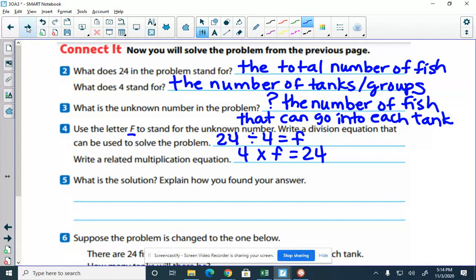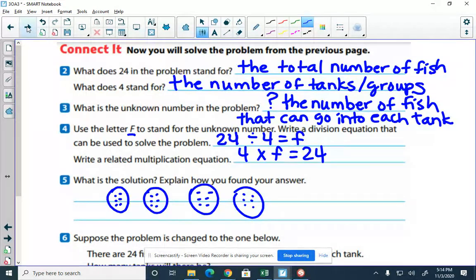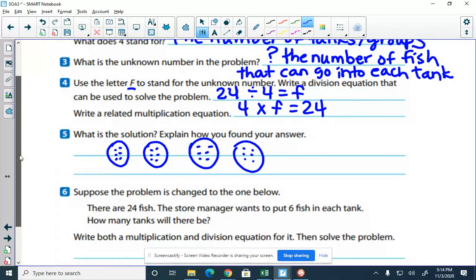What is the solution? Explain how you found your answer. Some students said they knew their times facts. They knew that 4 times 6 equals 24. Other students said if they made 4 groups or the tanks and shared out the 24 equally, 1, 2, 3, 4, 5, 6, 7, 8, 9, 10, 11, 12, 13, 14, 15, 16, 17, 18, 19, 20, 21, 22, 23, 24. They could then see that there would be 6 fish that would go in each tank.